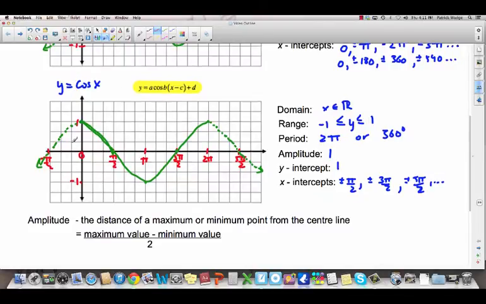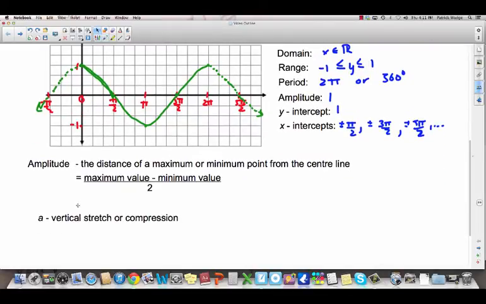In fact, it turns out that the amplitude is equal to A. However, it's not just A, it's the absolute value of A, because sometimes A is negative. What happens when A is negative? You know this. If A is negative, you get a vertical reflection over the x-axis. But whether A is positive or negative, the way you get the amplitude is you just take the A value in the equation and take the absolute value of it. Pretty easy. Okay, what does B do?